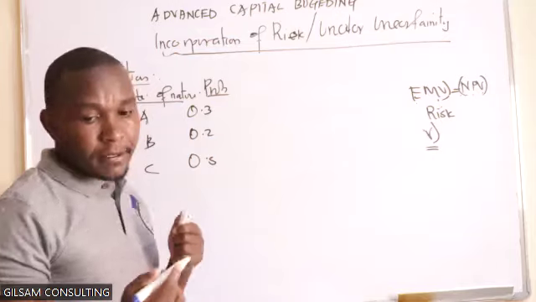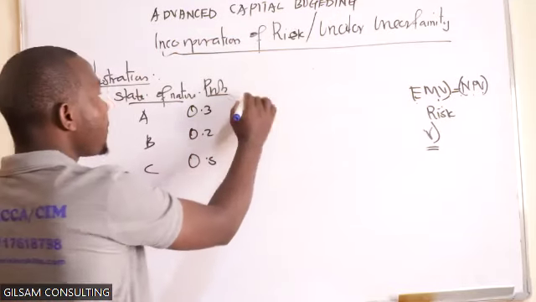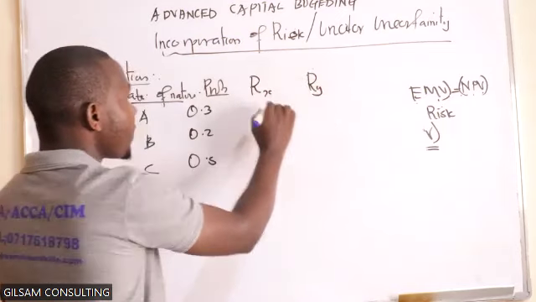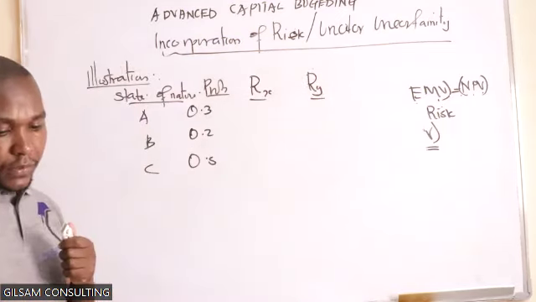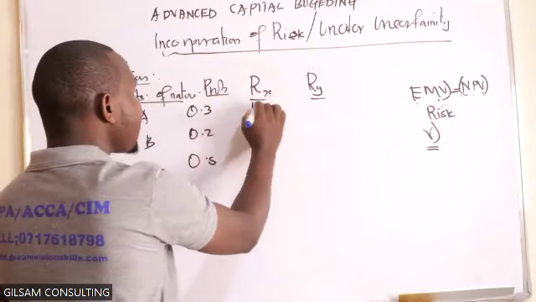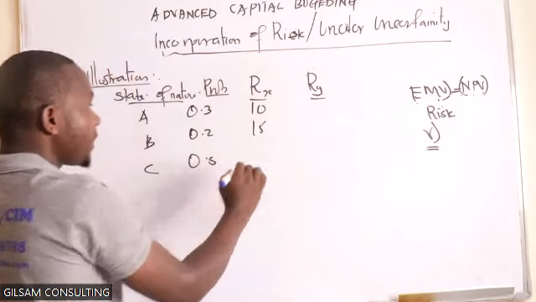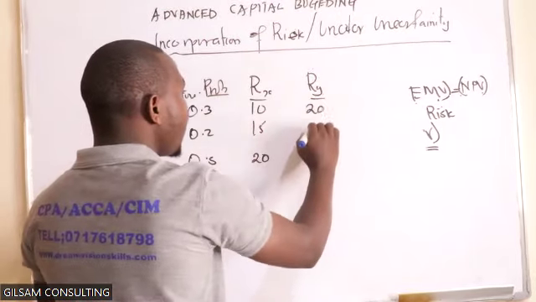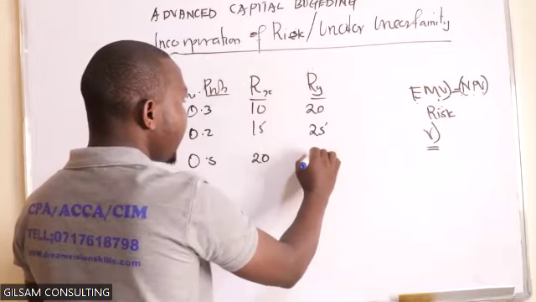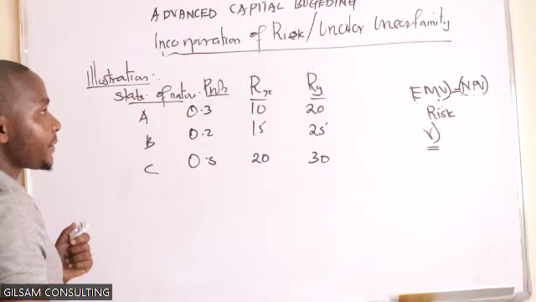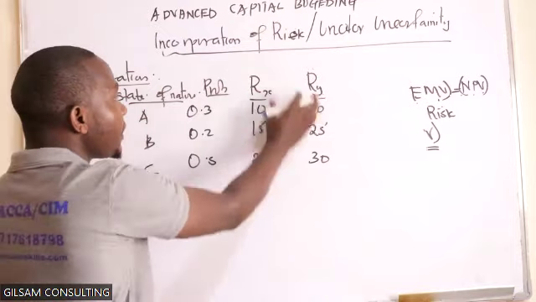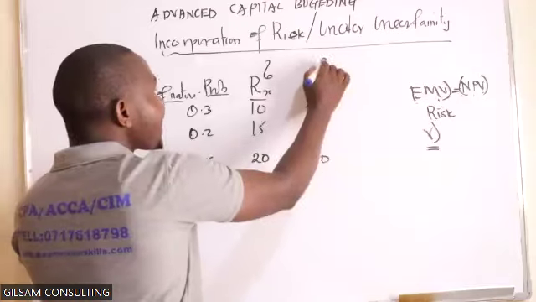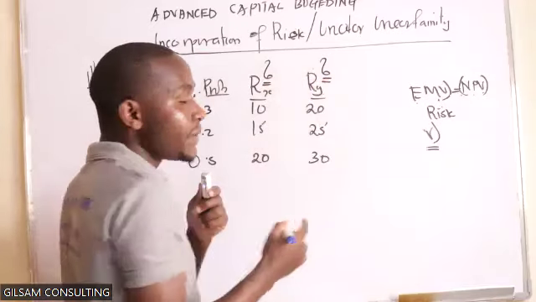So let's have two projects, project X and project Y. For project X we have returns 10, 15, and 20, and for project Y we have 20, 25, and 30. Remember, these are the returns. Whenever you get the returns, you make sure that these returns are in percentage.